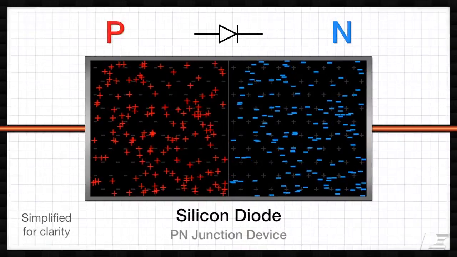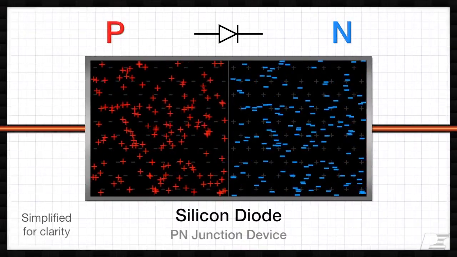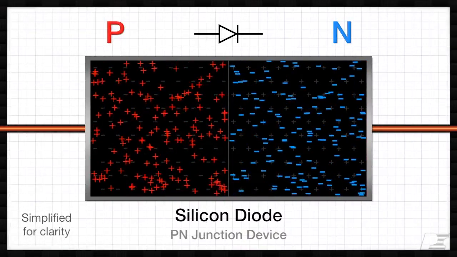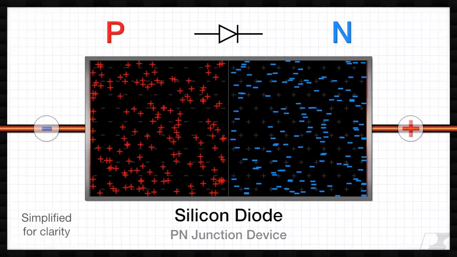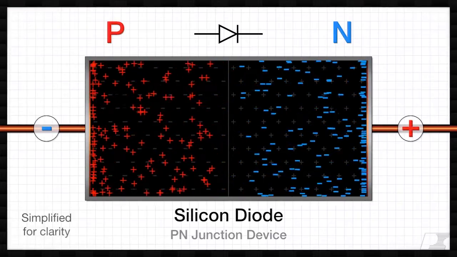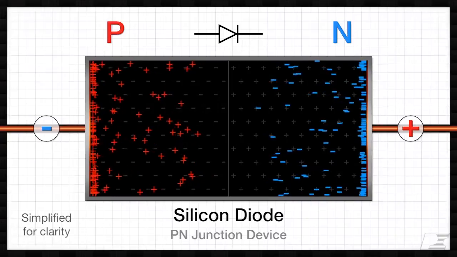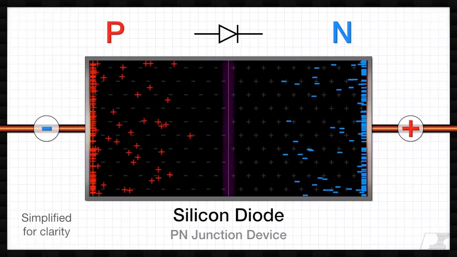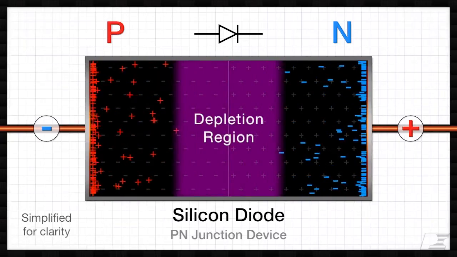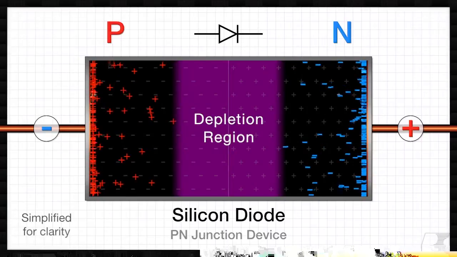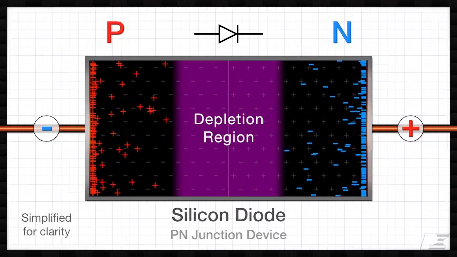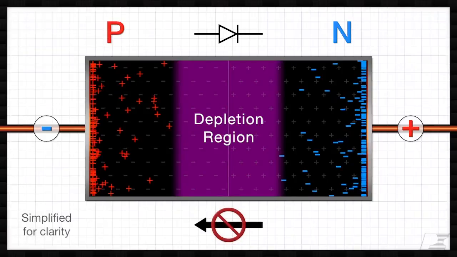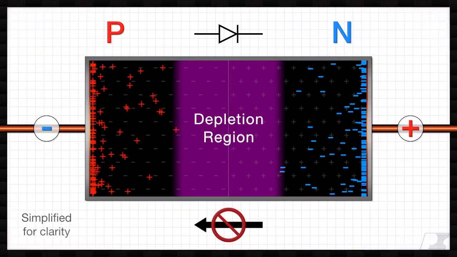When a silicon p-n junction, consisting of a positively doped p-type semiconductor and a negatively doped n-type, is reverse biased, the free holes and electrons of each material are attracted to either pole, leaving behind an empty section called the depletion region. Because there are no free carriers in this region, there's no path for current to flow through the device. So the p-n junction blocks current flow in the reverse direction.